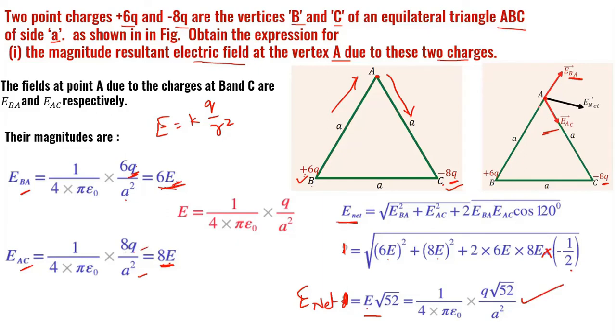Here the key point you have to keep in mind is that you have to add these two electric fields vectorially, because electric field is a vector quantity and the angle between them matters a lot. So we have to put the value.